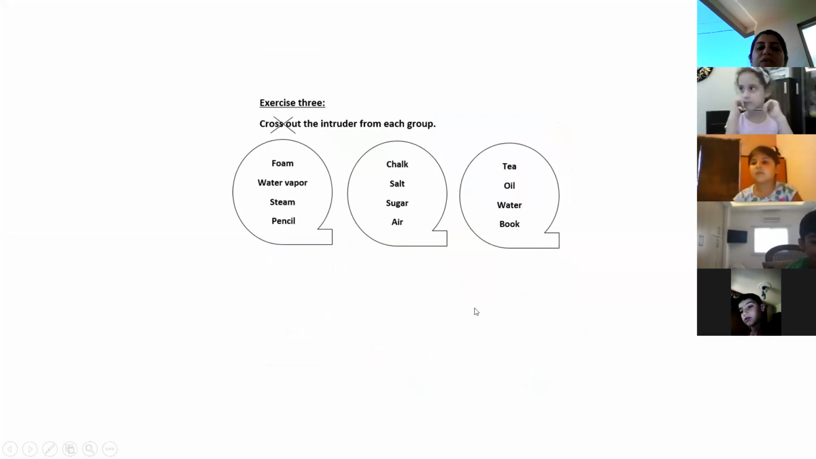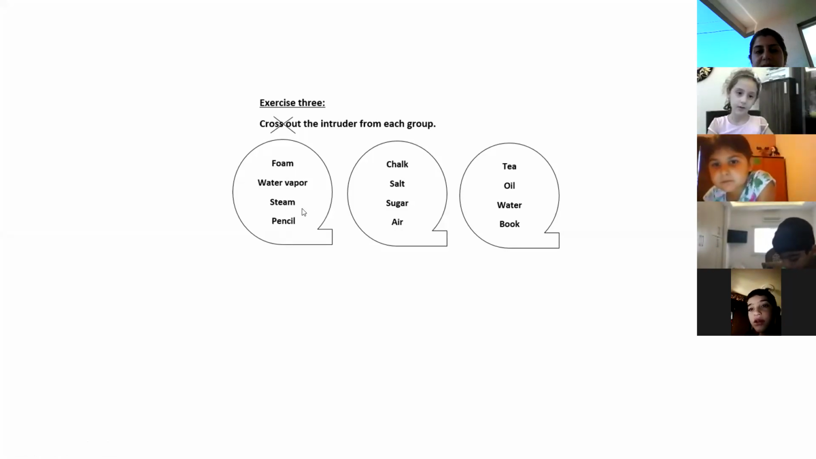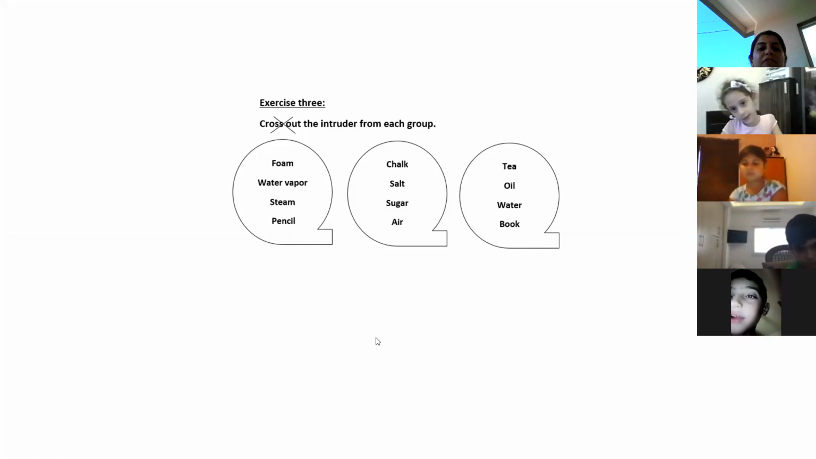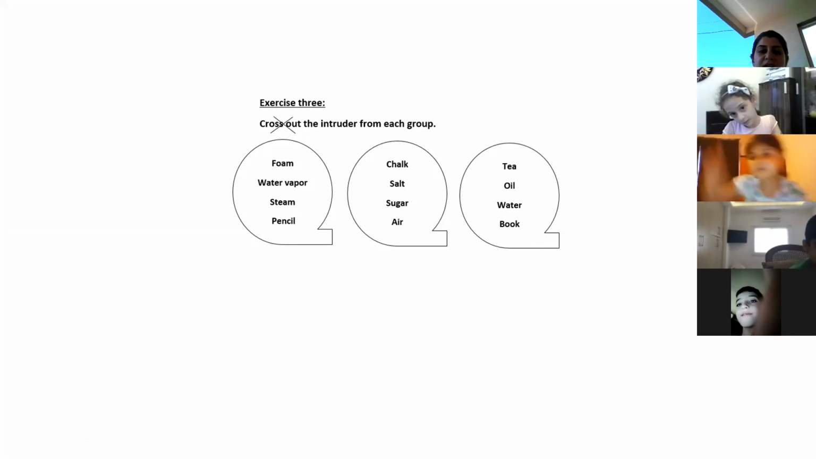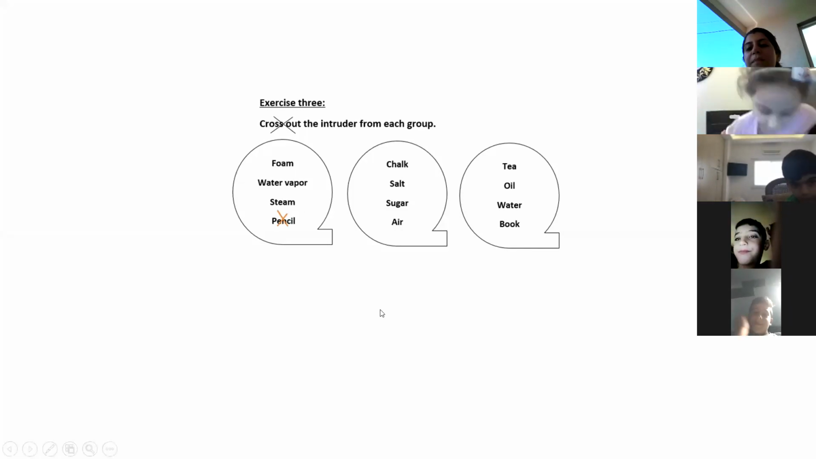Here, what we have to do is cross out the intruder. What do I mean by the word intruder from each group? The one that is not related to the rest, okay? Here we have foam, water vapor, steam, and pencil. Mahdi. The pencil, because foam, water vapor, and steam are gas. Thank you. So we cross out the pencil.